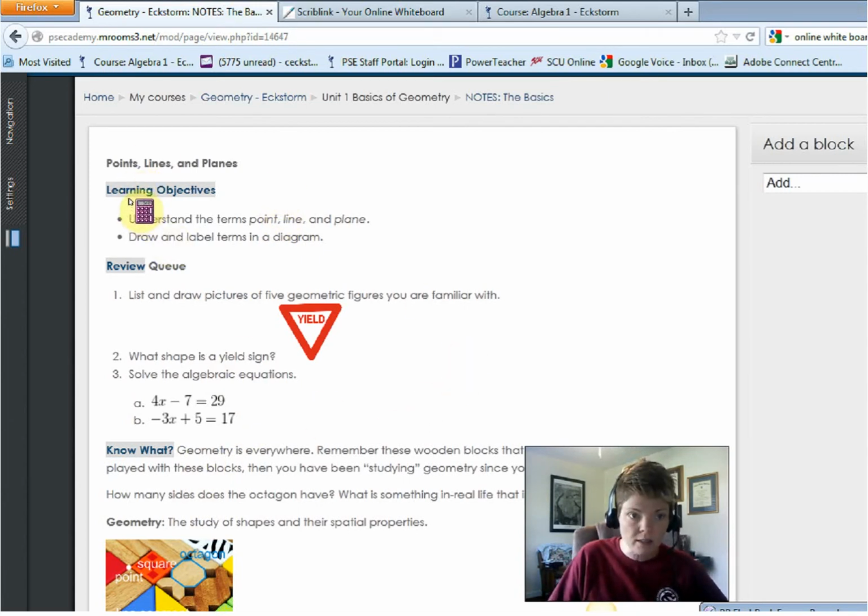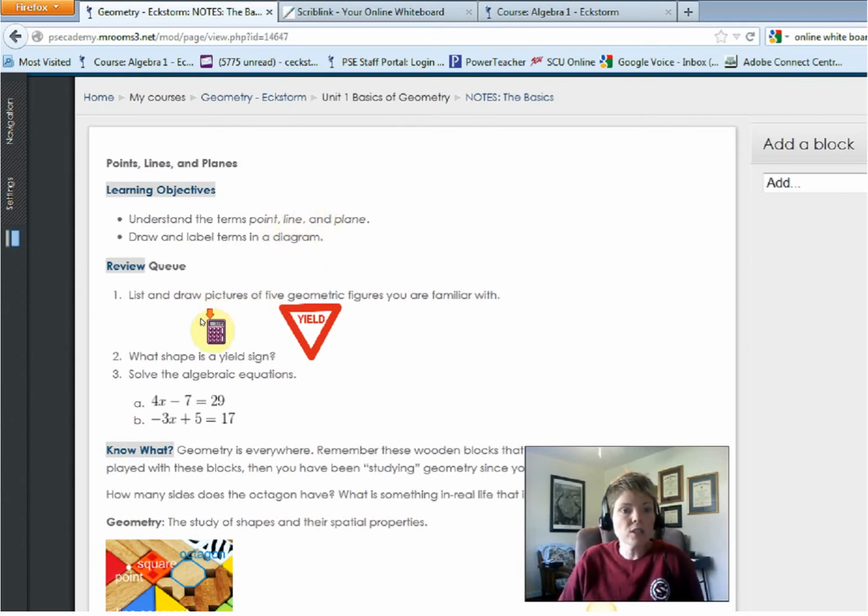Okay, the learning objectives are what you need to know. When you finish reading this, you should understand the terms point, line, and plane. You should be able to draw and label terms in a diagram. Okay, dealing with points, lines, and planes, obviously. So a quick little review.